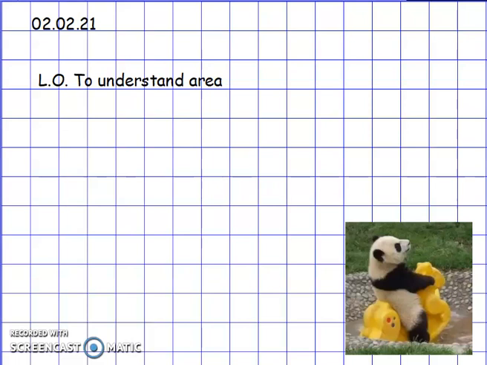Here's your short date and learning objective to write in your book, and a little picture of a panda on a rocking horse, which I hope makes you smile this morning. Pause the video, give yourself time to write that in your book, and press play when you're ready to start.